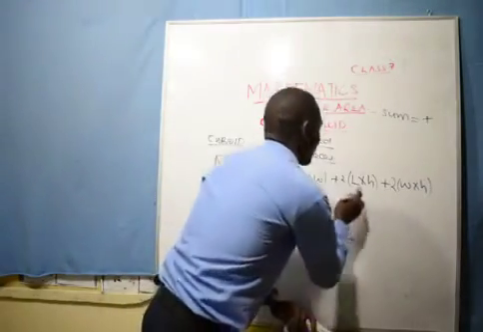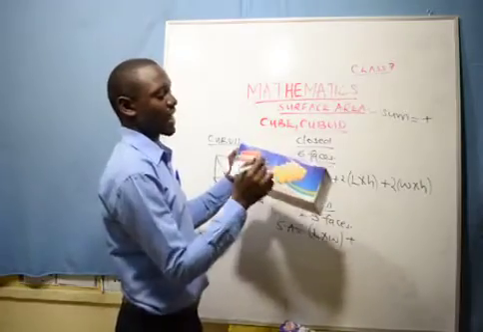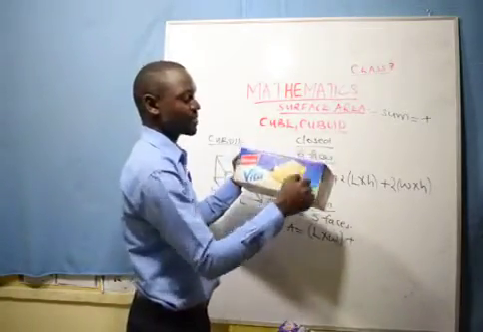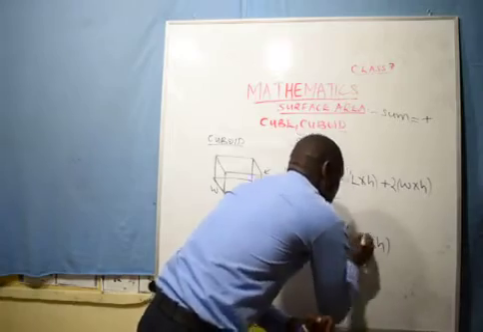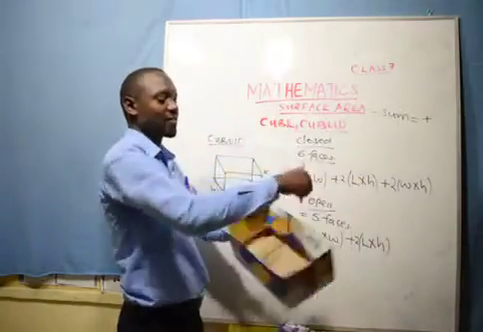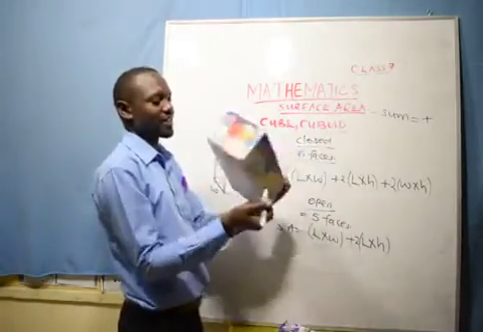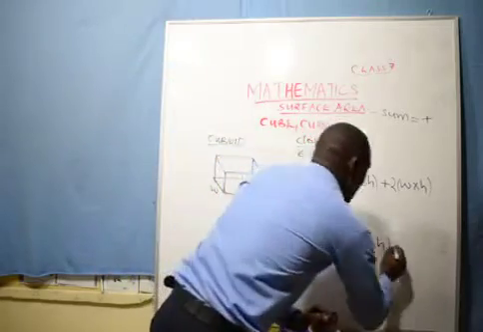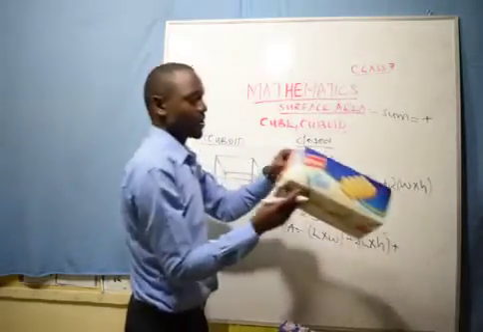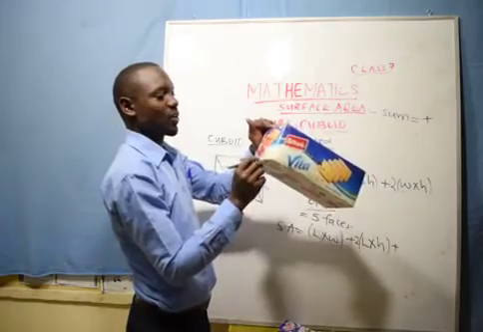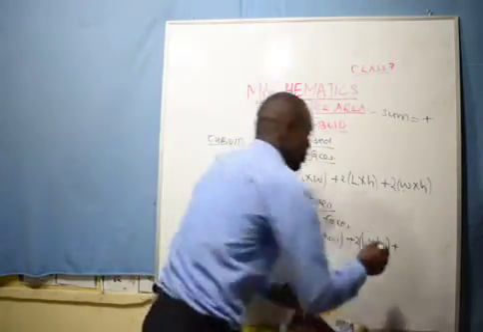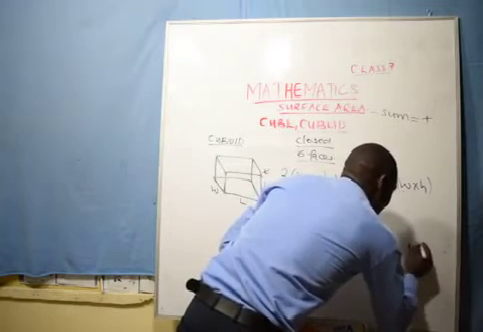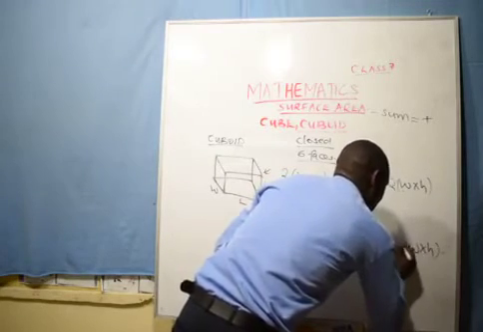Plus length times height. That is this face, length times height. These are 2, because we have this face and this other face here. Then plus the other part, that is the smaller part. This is the length, this is the width, and this is the height. And they are 2, this one and this one. So plus width times height times 2.